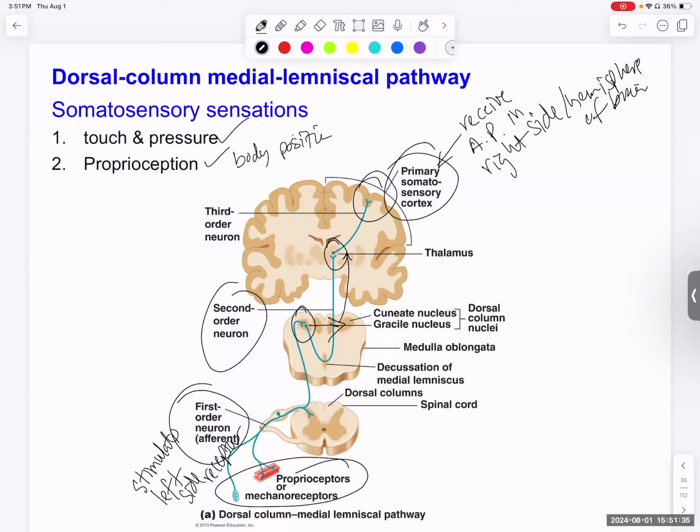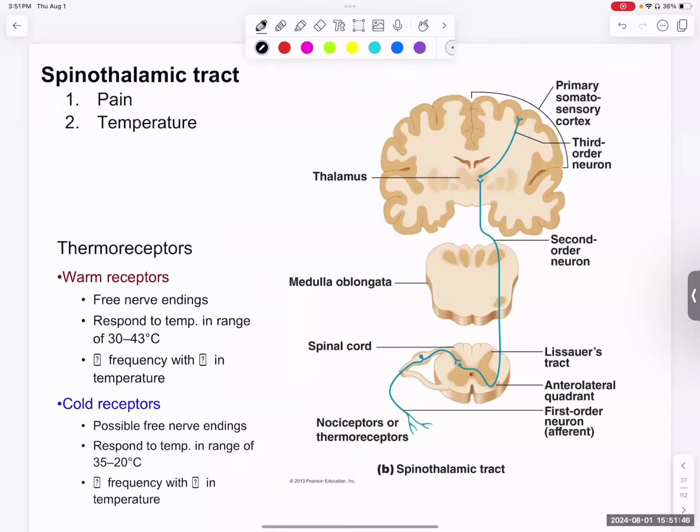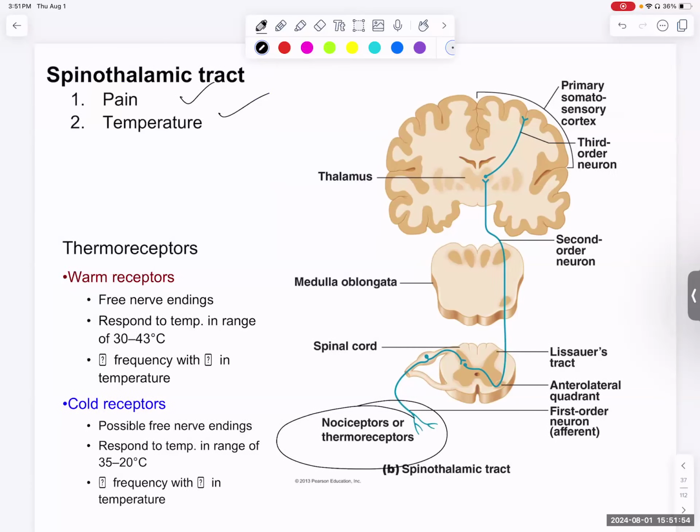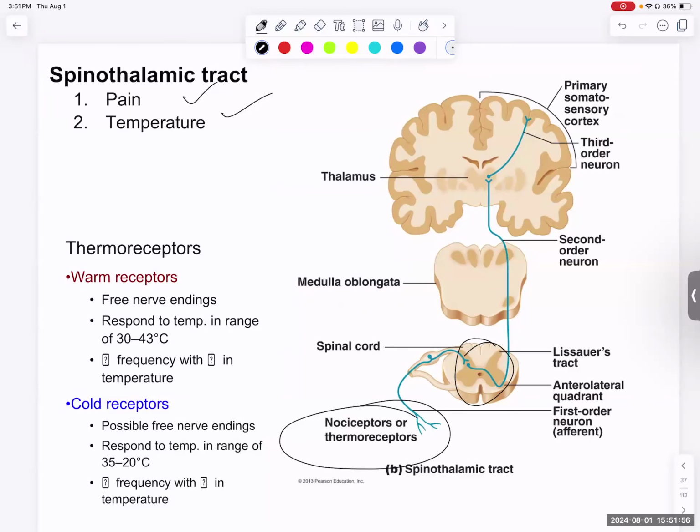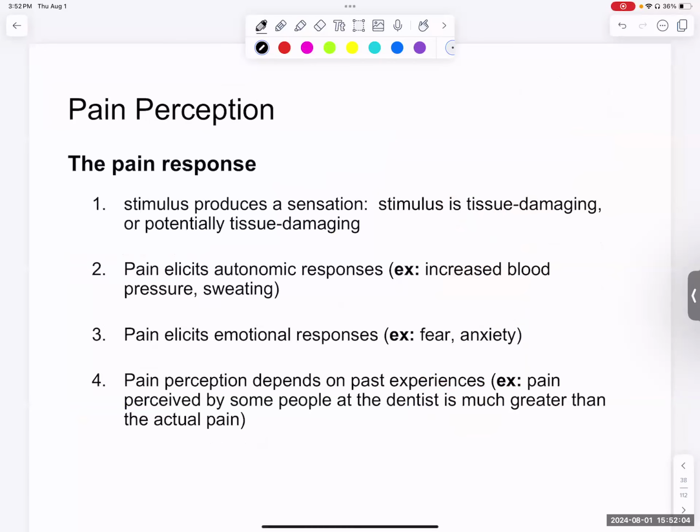So if something happens to our left side, we are going to perceive it or receive it in our right primary somatosensory cortex, which is our postcentral gyrus, and vice versa. So spinothalamic deals with pain and temperature. Same thing's going on though. Receptor, first order, synapses in the spinal cord, decussates or crosses over in that second order neuron, thalamus on the opposite side, and opposite primary somatosensory cortex.